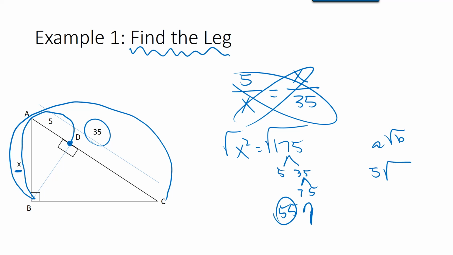It makes 25. The square root of 25 is 5. It goes on the outside. My 7 stays underneath. So that would be my answer. 5 square root 7. Okay, that would be the value of this leg over here, 5 square root 7.